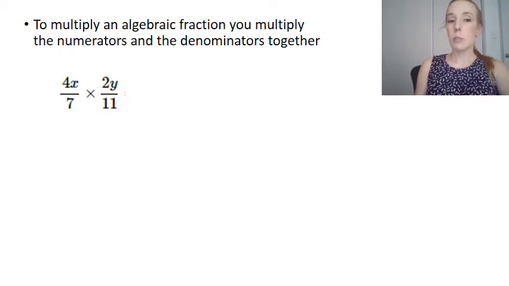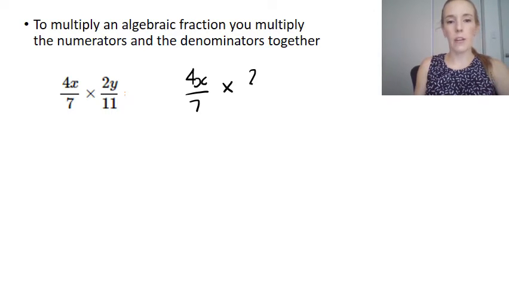To multiply an algebraic fraction, all you do is you multiply the numerators together and then you multiply the denominators together. So it's pretty much exactly the same as what you do with normal fractions. So, 4x over 7, we're going to multiply that by 2y over 11.